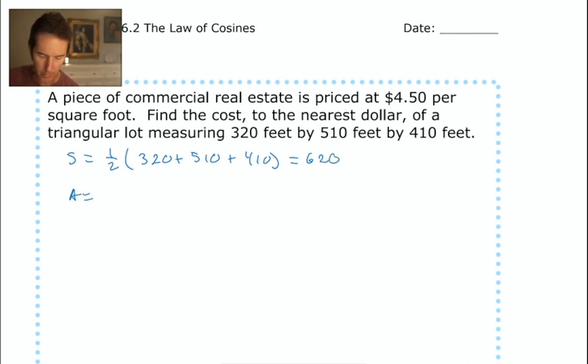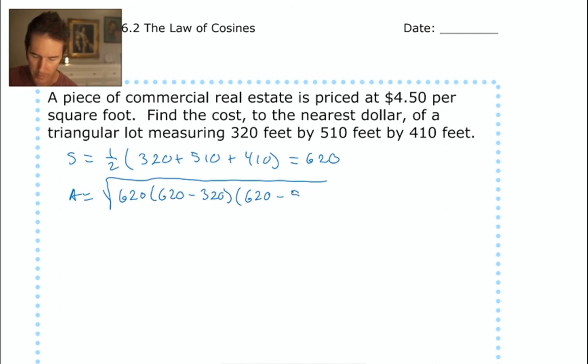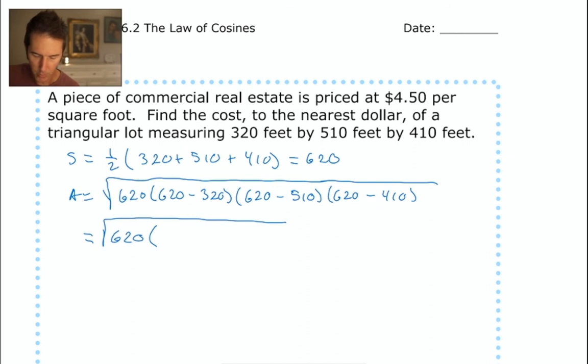And then the area is equal to the square root of 620 times 620 minus 320 times 620 minus the 510 times 620 minus 410. If you want to just type this in from left to right exactly as it appears into your graphing calculator or two-line entry scientific calculator, you're welcome to do that. I'm going to do a little bit of preliminary arithmetic. I think that I can handle it in my head. There's the 620. There's 620 minus 320. Even I can do that.